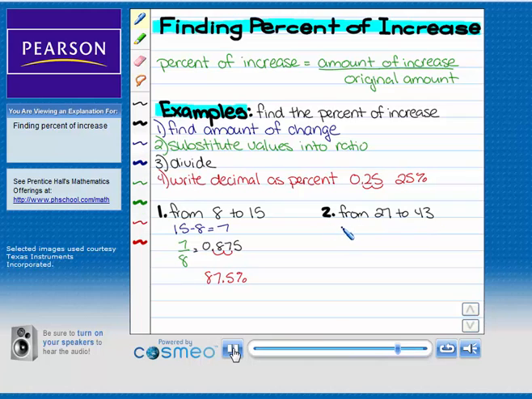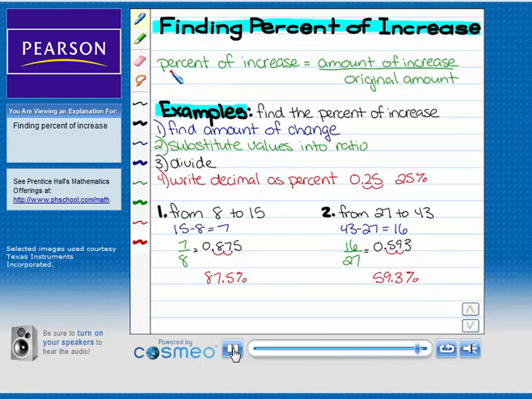Let's go ahead and take a look at number 2. Now we're going to take the difference between the two numbers. So the amount of change, which is 43 minus 27, gives us 16. Now we substitute those values into the ratio. Our amount of increase is 16 over our original amount, which is 27. Now we've got our division problem. We have 16 divided by 27, which gives us 0.593. And now let's go ahead and write that in as a percent. You move it over 2 places to the right, giving us 59.3%.